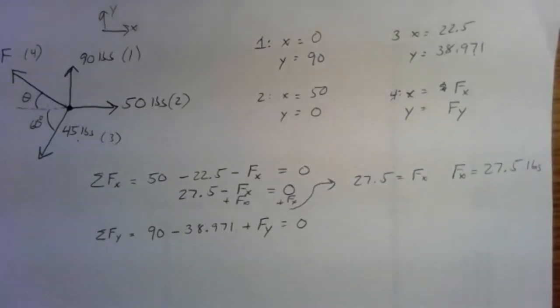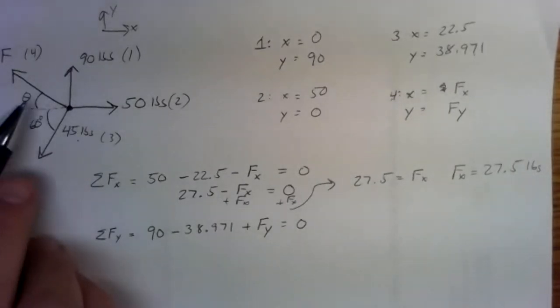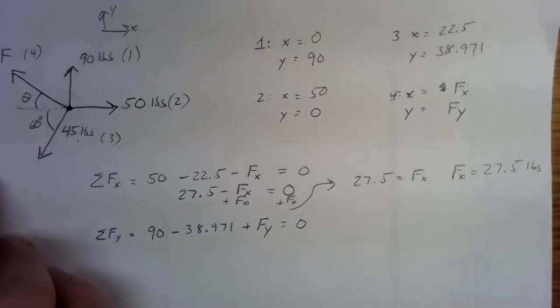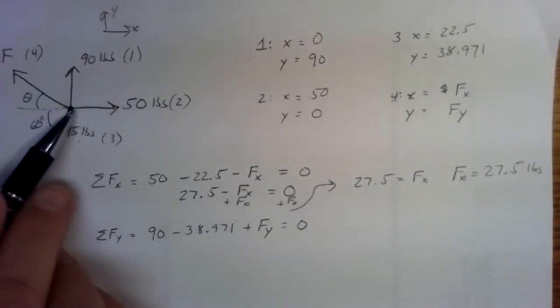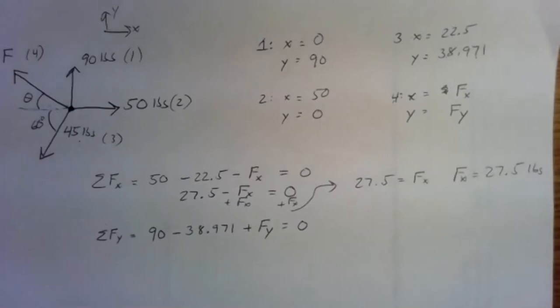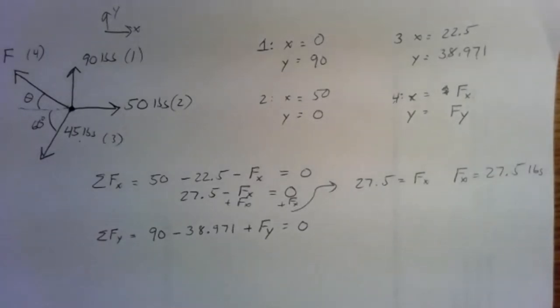So we have a positive result. That means our x direction assumption is good. Vector F, our unknown force, really does pull to the left. It has to. So a positive result confirms your assumption. So we have the right direction nailed down for the horizontal component of our unknown force. Let's see how we did on the vertical.